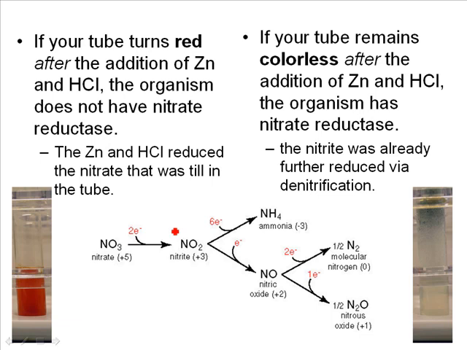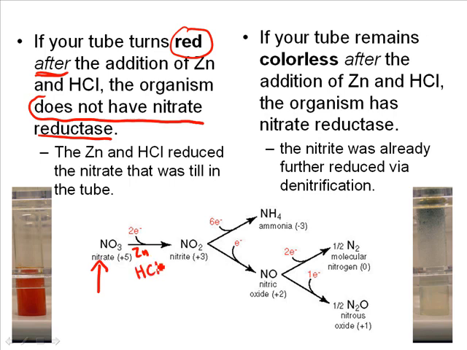So now, let's look at the 2 possibilities here. Let's look at the first possibility. If it turns red after the addition of zinc and HCl, that means the organism does not have nitrate reductase. So what that means for us is we were stuck here right at the beginning. And what we did is we added zinc and HCl, and the zinc and HCl produce nitrite, and when nitrite is present, we have a nice red color.